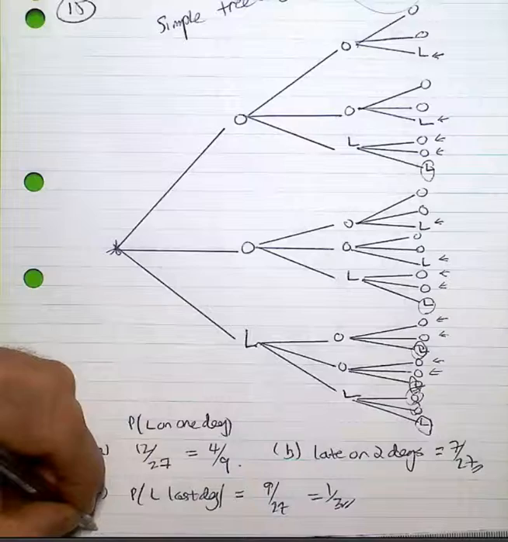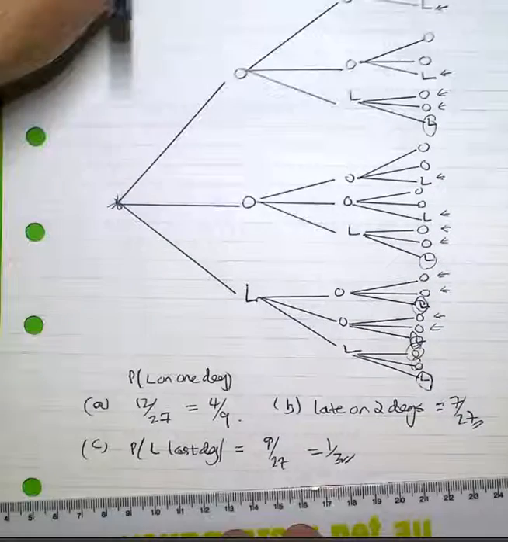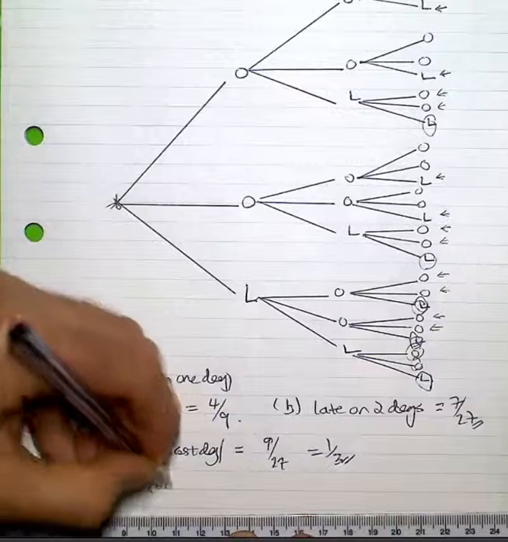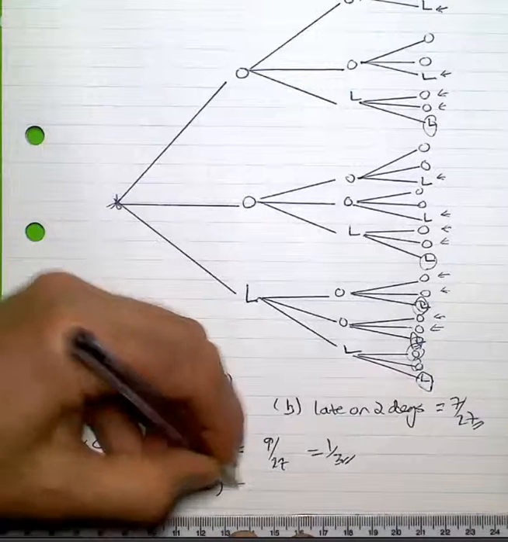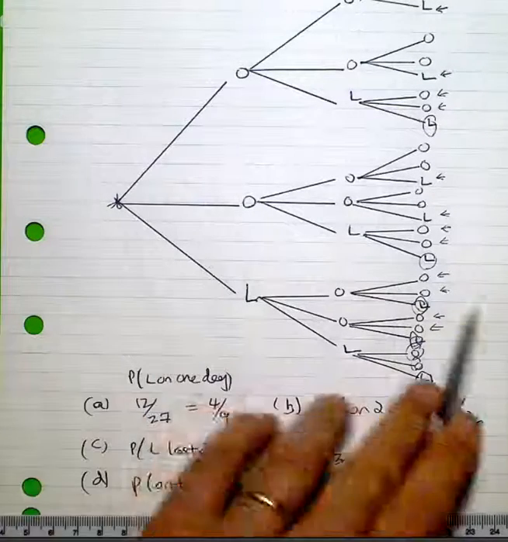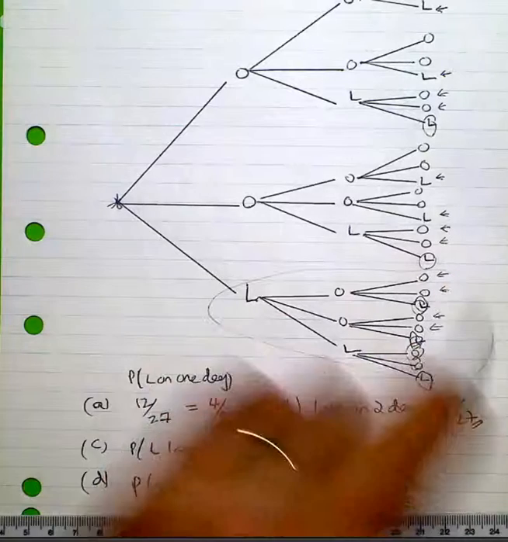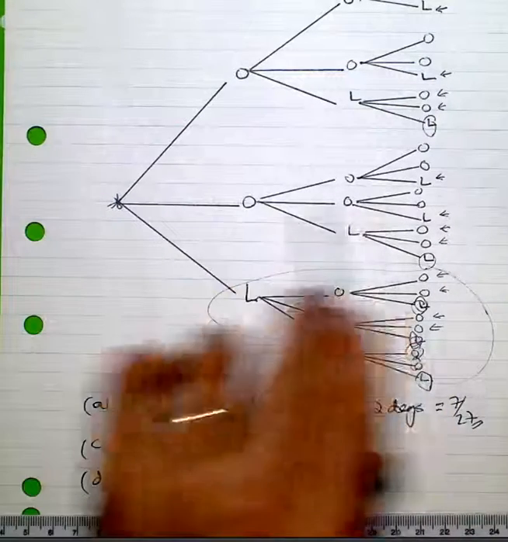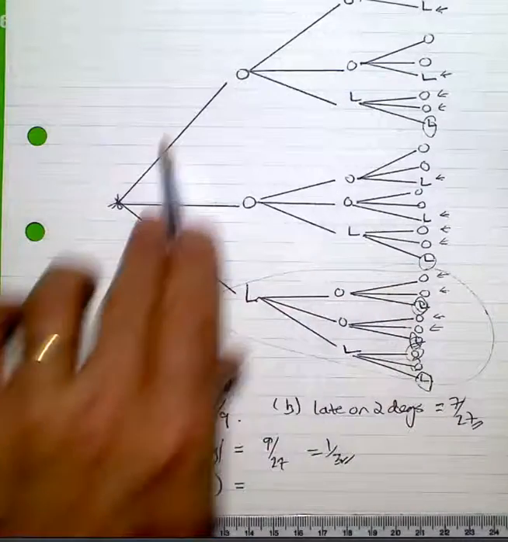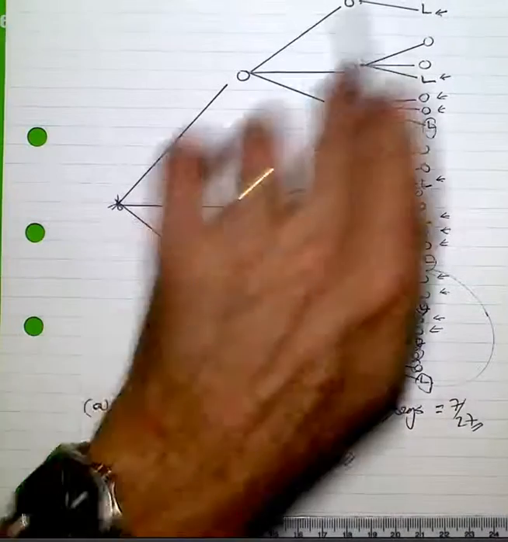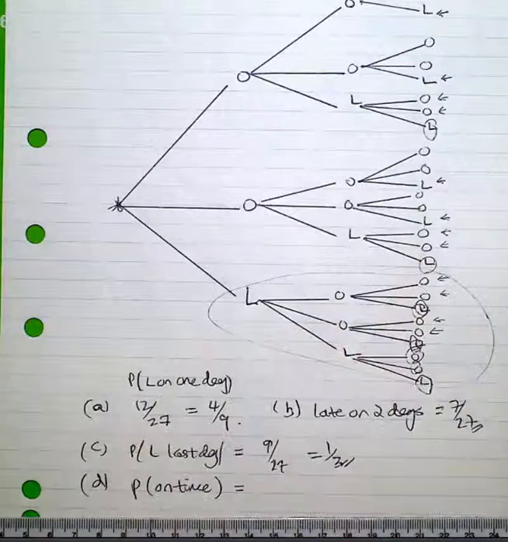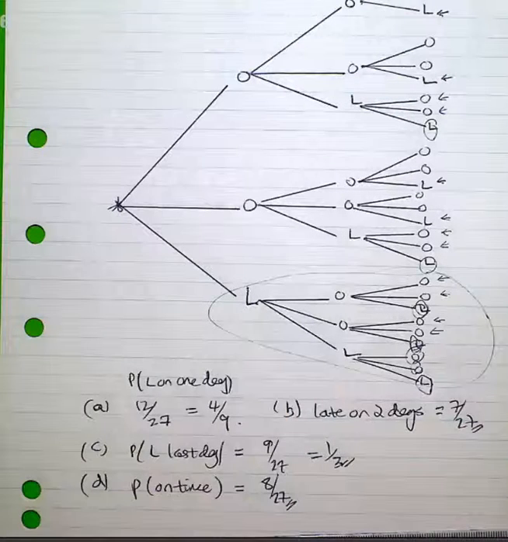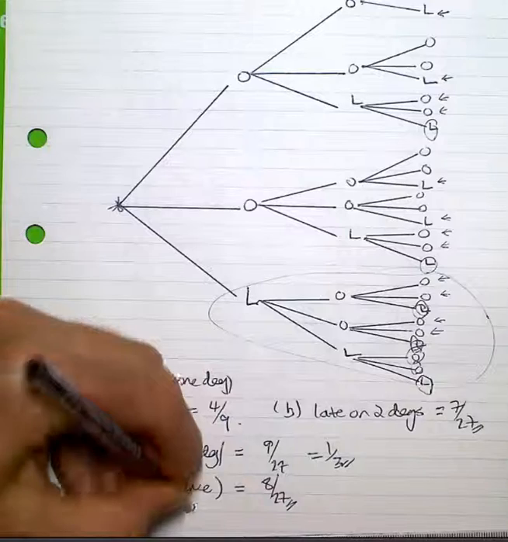And lastly, D, I have to move that up. D, probability of on time, all 3 days. I can totally ignore this last sequence here. It's late on the first day. And you'll see I've got a total of 1, 2, 3, 4, 5, 6, 7, 8. So 8 over 27 is the probability it's on time all 3 days.